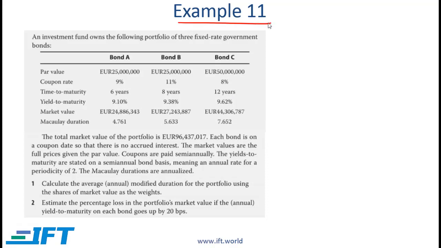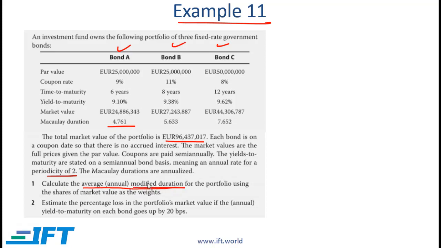Let us consider example 11 now. I want you to read this first. Note that we have three different bonds in the portfolio. We are given the Macaulay duration. We are also given the total market value and then some more information which makes our calculations simpler. We have a periodicity of 2. And we are asked to calculate the average annual modified duration.